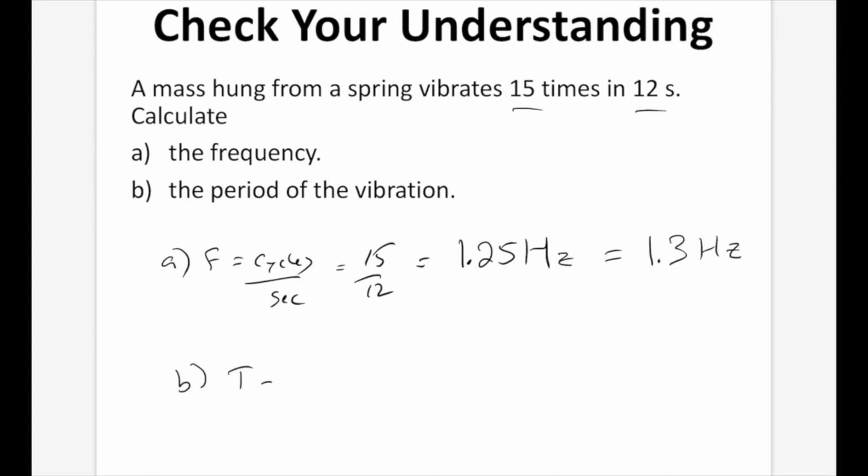B asks for period. Period is equal to 1 over F. Now we need to use the 1.25. So 1 divided by 1.25 equals 0.8 seconds. That means it takes 0.8 seconds to complete one oscillation. Now what do these two numbers mean? Well, it means that you can do 1.25 oscillations per second, and it takes each oscillation 0.8 seconds to complete.